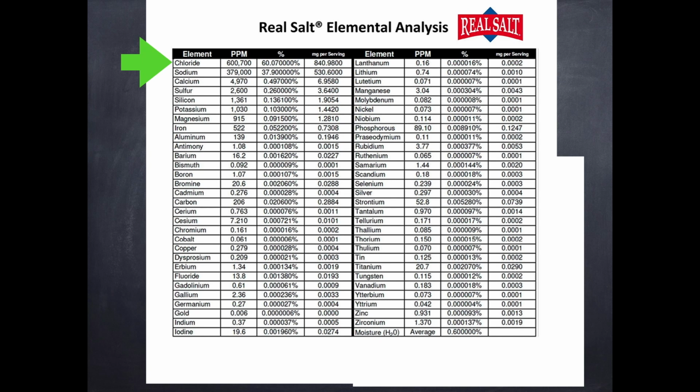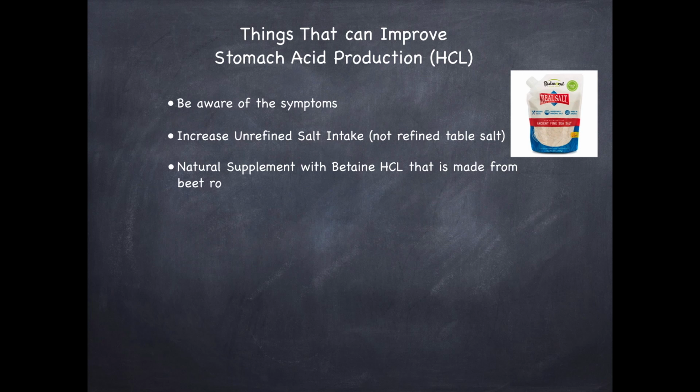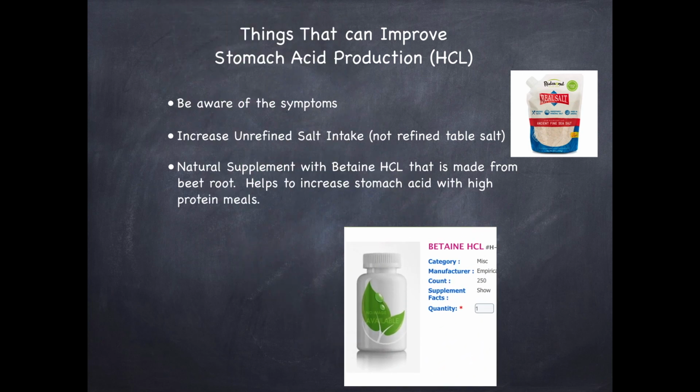For example, Real Salt. A great way to help improve stomach acid, in addition to providing chloride, we have found that people have a lot of success using betaine HCl. That's hydrochloric acid that's made from beetroot, so it's a natural product. The purpose of using this is while you're improving your digestion, starting to increase chloride and take care of other digestive issues, this supplement can be very beneficial because it helps you break down each meal that you're eating.